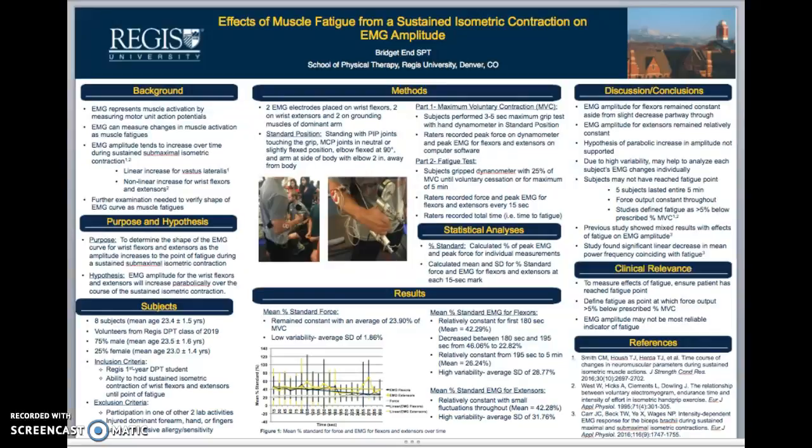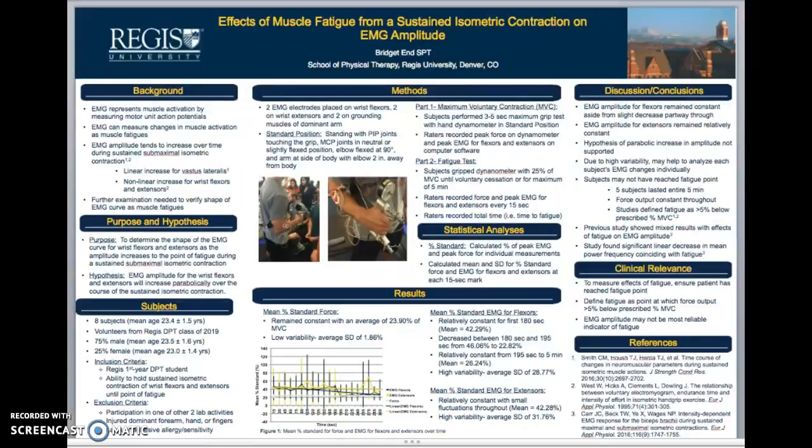For statistical analysis, we calculated percent standard and calculated the mean and standard deviation of the percent standard for force and the EMG of flexors and extensors. The graph shows mean percent standard versus time, and if you look at the blue line, that represents the EMG for flexors, which was relatively constant for the first 3 minutes, then decreased rapidly and was relatively constant after that.